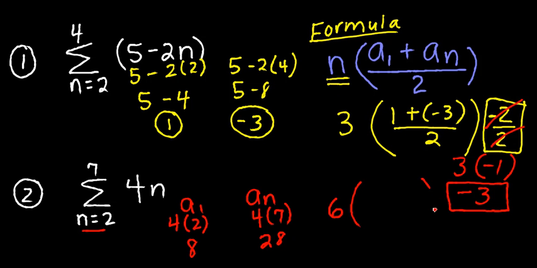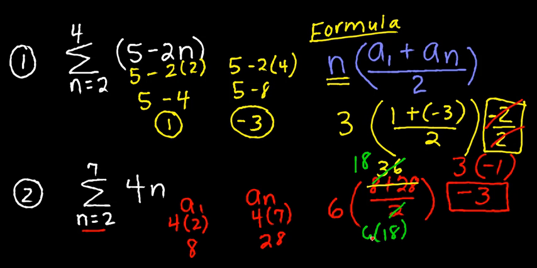My A1 and my An are 8 plus 28, which I need to divide by 2 if I total them. 8 plus 28 is 36. 36 divided by 2 is 18. And I've got 6 times 18. We can just use a calculator if you want to do that. That should give you 6 times 10 is 60, plus 48 is going to give me 108. That's what I get for my answer.